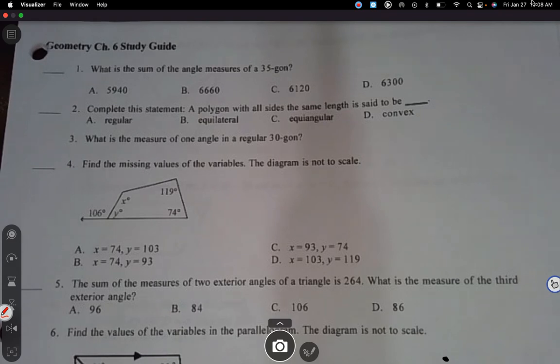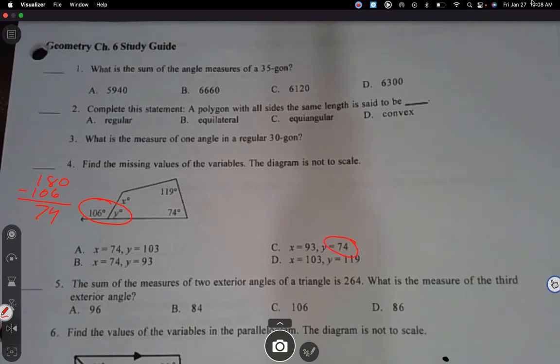Number 4. I know that 4 angles would add up to 360. We've kind of got that memorized now. But since I'm missing x and y, let me just start right here. That's a linear pair. Those 2 angles next to each other make a straight line. So I can just take 180 minus 106, and what is that? 74. So I know that y is 74.